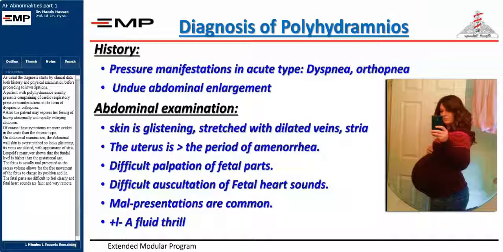On abdominal examination, the abdominal wall skin is overstretched, so looks glistening, its veins are dilated, with appearance of stria. Leopold's maneuver shows that the fundal level is higher than the gestational age. The fetus is usually malpresented, as the excess volume allows for the free movement of the fetus to change its position and lie. The fetal parts are difficult to feel clearly and fetal heart sounds are faint and very remote.